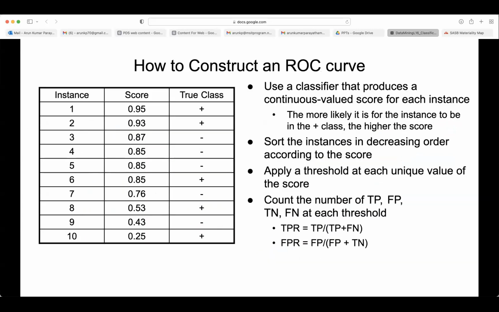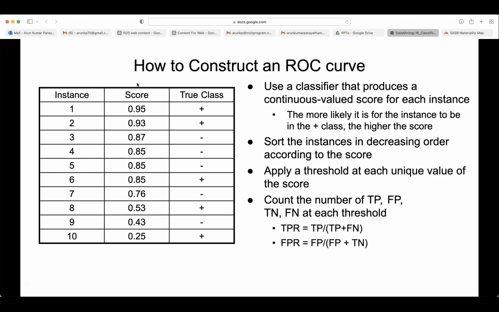So when a classifier is given, how do we construct a ROC curve? Use a classifier that produces a continuous valued score for each instance. So you have 10 instances. For each instance, you need to get these values. For logistic regression, you will get these values. I have explained that for decision trees, you take the percentage of the positives at that leaf. Then you'll get these values, like the 0.669 we have seen there.